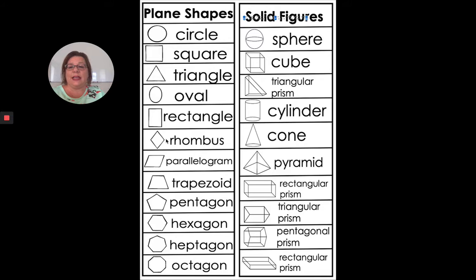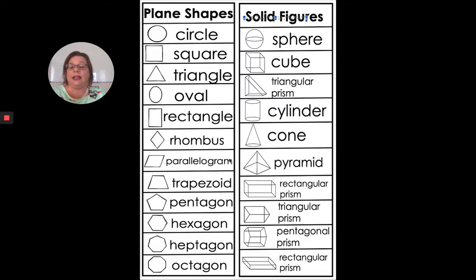A rhombus. A rhombus has 4 equal sides. 1, 2, 3, 4. They also have 2 sets of opposite parallel lines, just like a rectangle does. This side is opposite and parallel to this side. They're going in the same direction and they never cross. This side here and this side are opposite of each other and they are also going in the same direction. This is a rhombus. Let's spell rhombus. R-H-O-M-B-U-S.